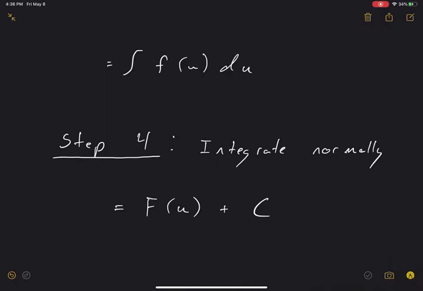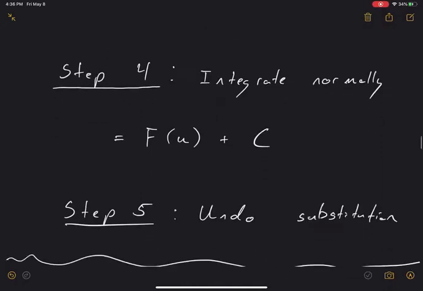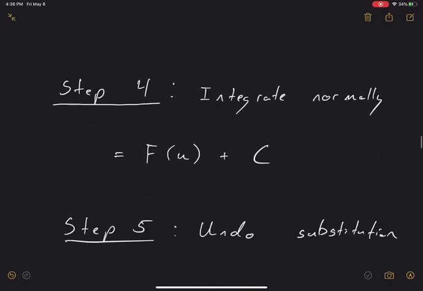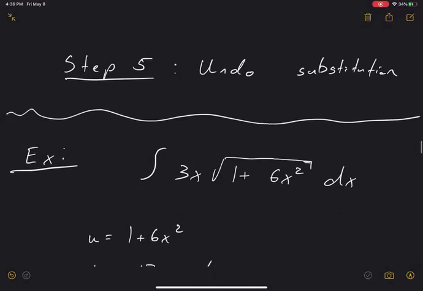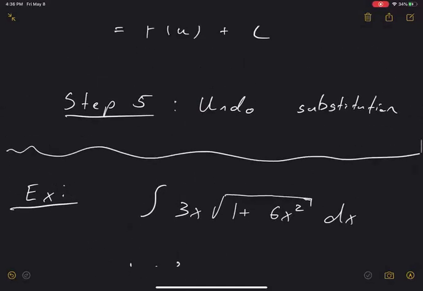And then the last step, since I started with integrating a function of x, I want to end with some function of x. So how do I get back to a function of x? I just undo my substitution. So let's go ahead and see an example. This stuff is usually hammered home when we see this in action.